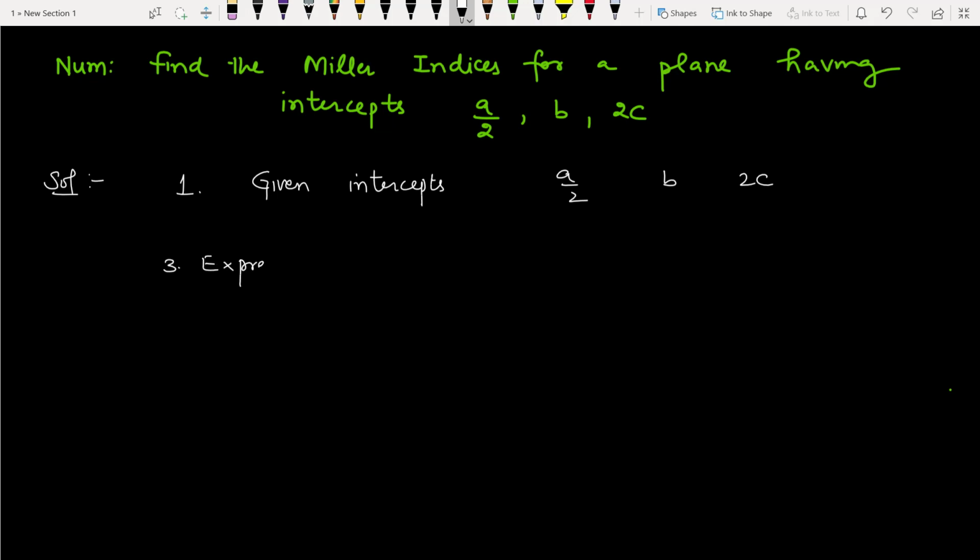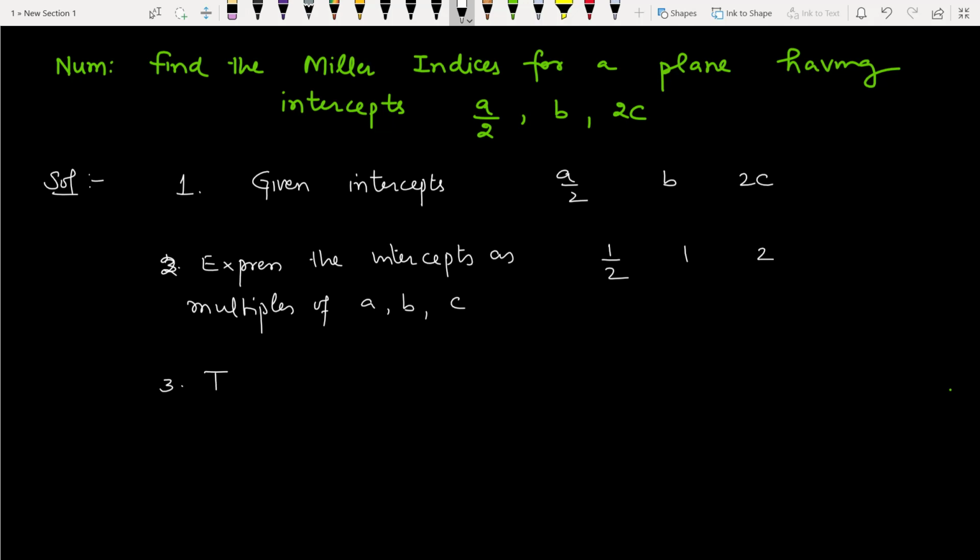Express the intercepts as multiples of A, B and C. So it will be 1 by 2, 1, 2. Third step, take reciprocal: 2, 1, 1 by 2.